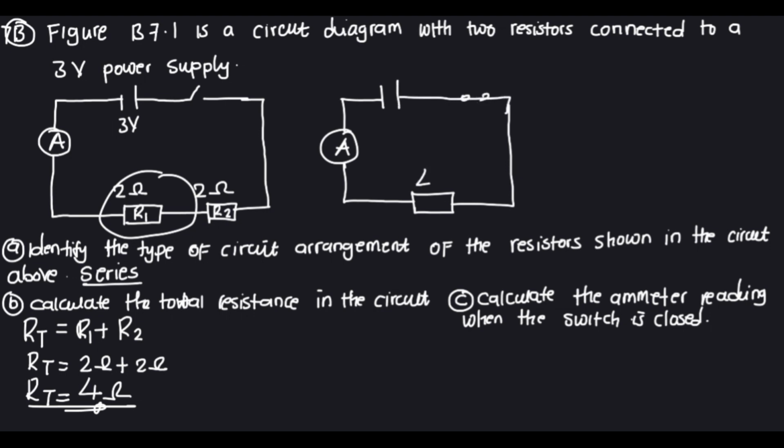So this means that the combination of the two resistors will give us the connection where we have 4 ohms. So this is the picture whenever you are trying to find the total resistors. Now let's look at question C.